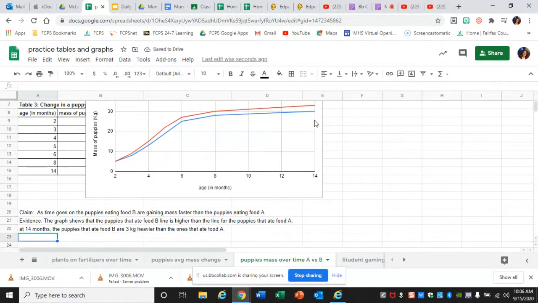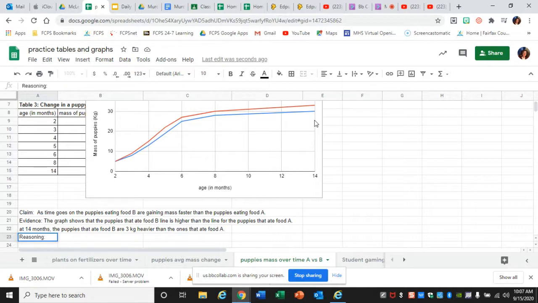Okay, so there's claim, there's evidence, right? Reasoning is the last thing that you're going to write. And reasoning is generally the harder one. Most students have the hardest time with this one. So what you're really asking here, you need to explain reasoning, is why is it that the puppies that ate food B are growing faster than the puppies that ate food A? So this is where you might have to do a little bit of research. You might have to actually look some things up to explain this.